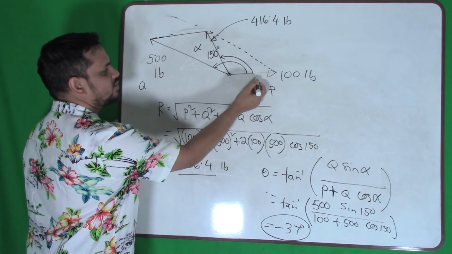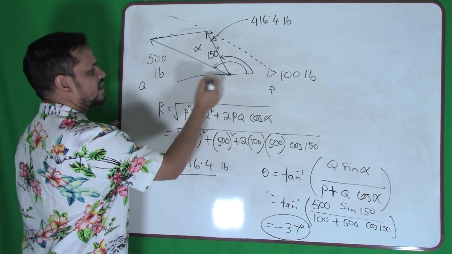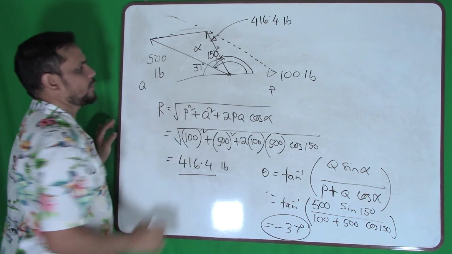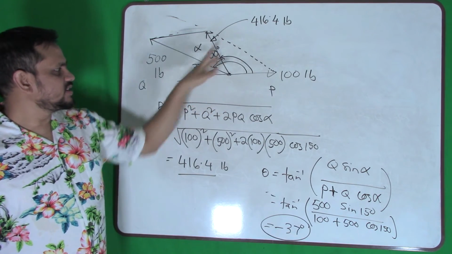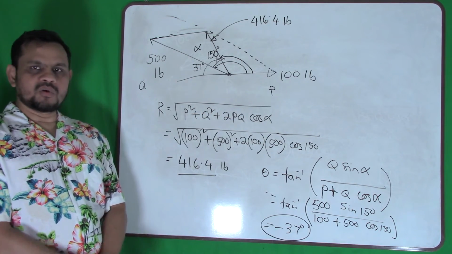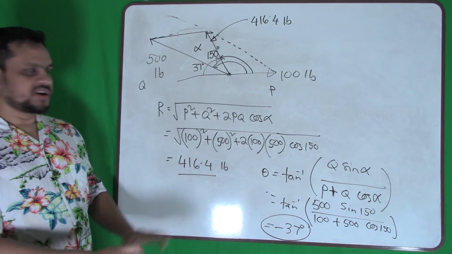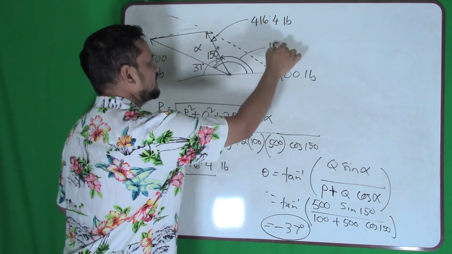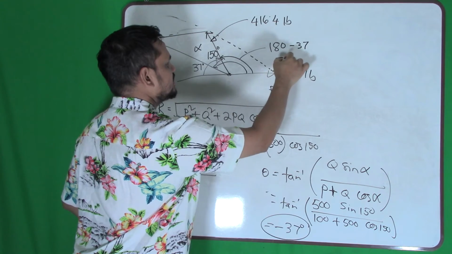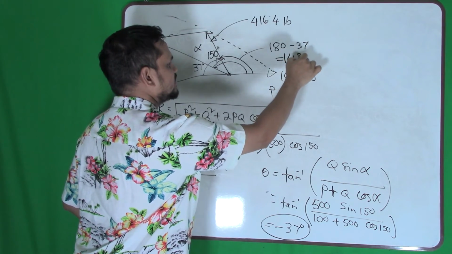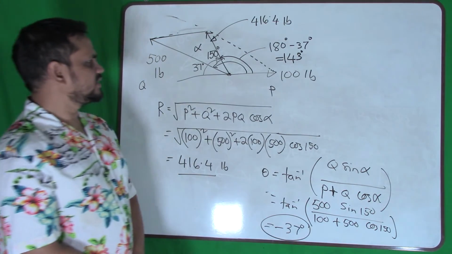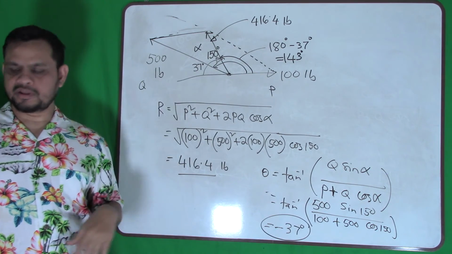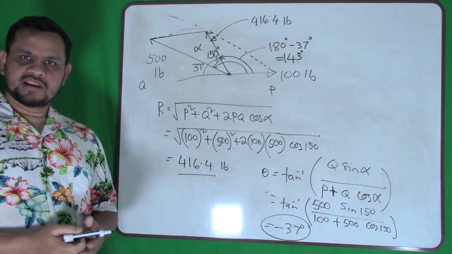That means it is no longer with respect to P. It is from the opposite side of P towards the angle. That means this angle is 37 degree. This angle is 37, that means this angle will be 180 minus 37, whatever it is, 143, I think. So 143 degree, yes. If you get a negative number, that means it is from the opposite side of P. Okay, so hopefully it is clear.